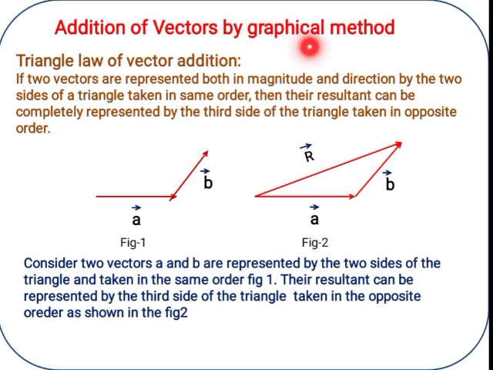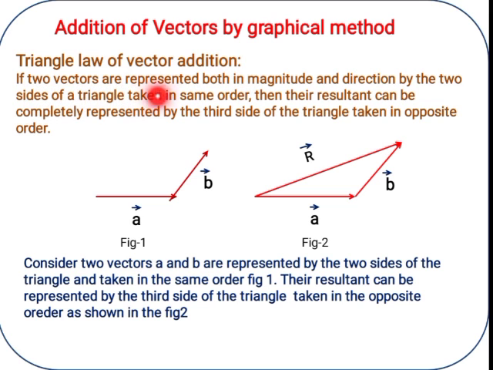addition of vectors by graphical method. So here, triangle law of vector addition. We have to follow some rules while adding two vectors. We cannot take the algebraic sum of vectors because we know that vectors have direction. Suppose we consider two vectors, vector A and vector B. Then how do we add these two vectors? By using the triangle law of vector addition.